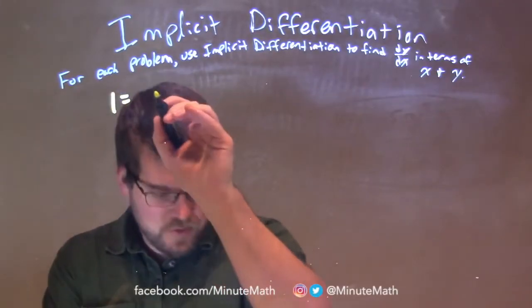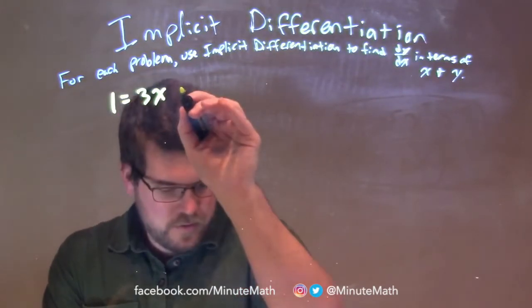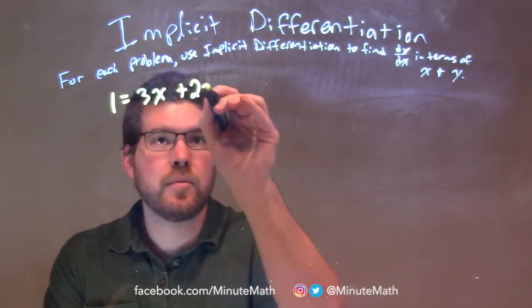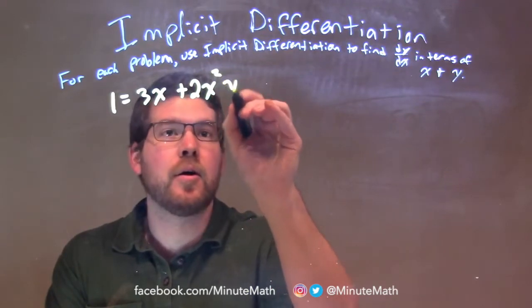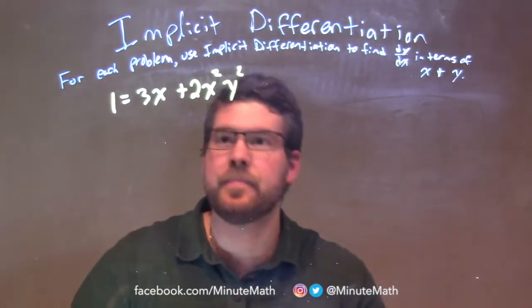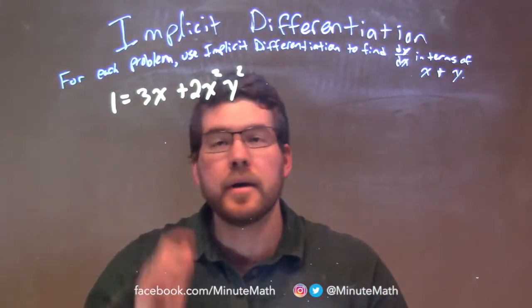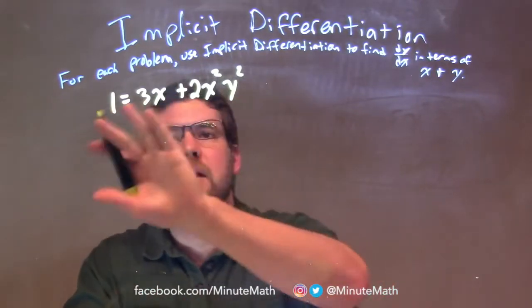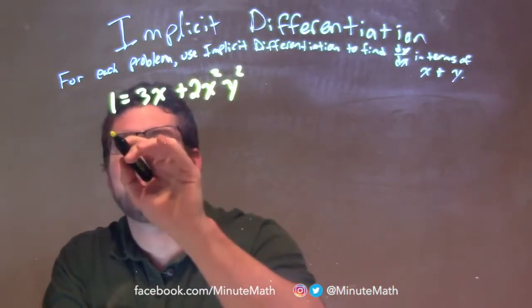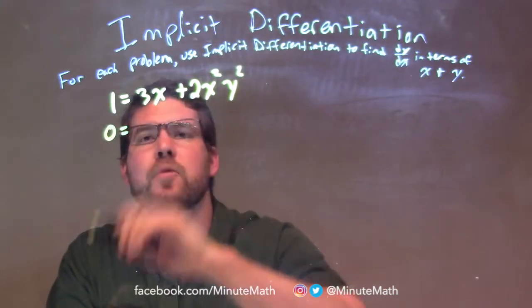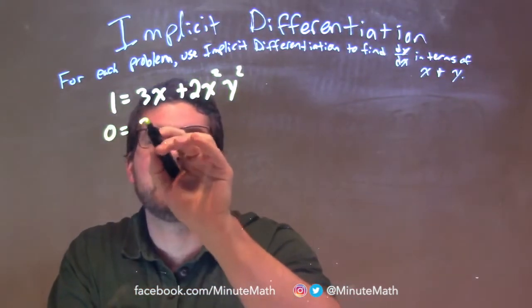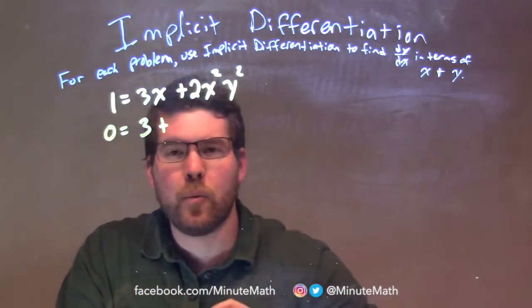1 equals 3x plus 2x squared y squared. Well, what I want to do is derive this on the left and right hand side. 1 on the left, easy, 0. Derivative of 3x on the right here is just 3 plus. And here is where it gets tricky.